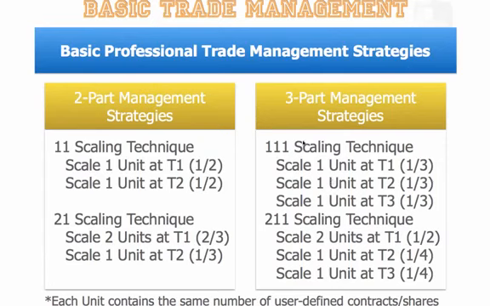And then you have your 3-part management strategies here. The 111 scaling technique and the 211 scaling technique. The 111 is a 3-part scale that basically exits your trade in a third, a third, a third. So you're scaling 1 unit at each target. And you're also doing some stop shuffling along the way to guarantee either a profit or a break-even trade. The 211 is very similar. In this case, you're scaling out of half the trade on the first target and scaling out of quarters of the trade on the final 2 legs. So it's 211: 2 units, 1 unit, 1 unit.